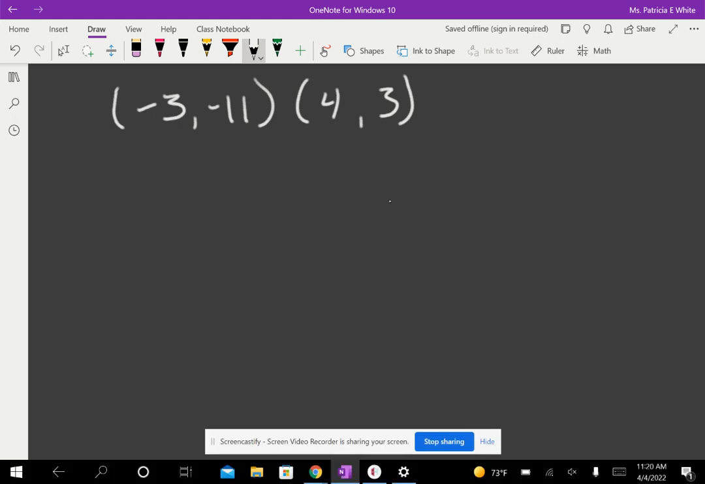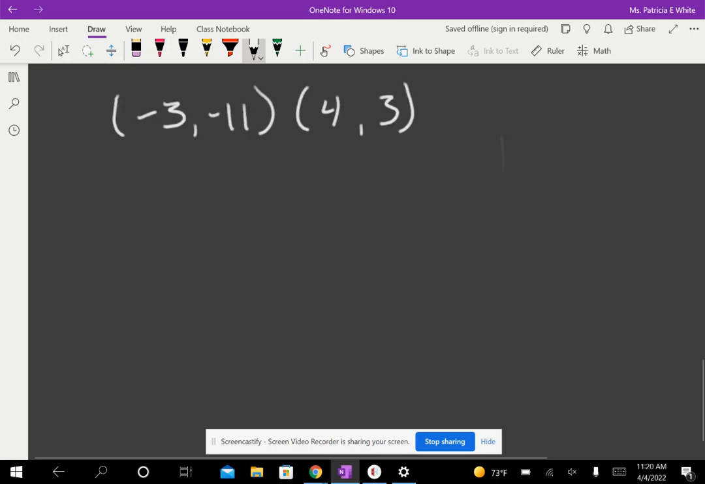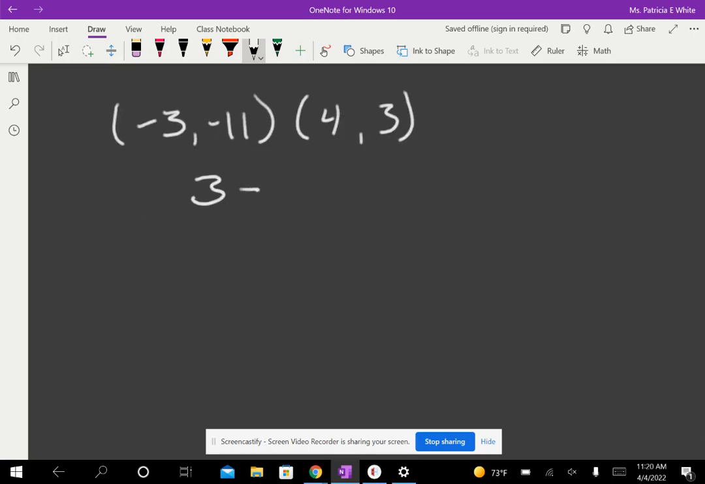All right, so just because I think it's easier to subtract a negative, but it absolutely does not make any difference which point you want to be 1 and 2. Yes? Always. All right, so I'm going to say 3 minus -11. Did you put that double negative in there? All right. Over 4 minus.